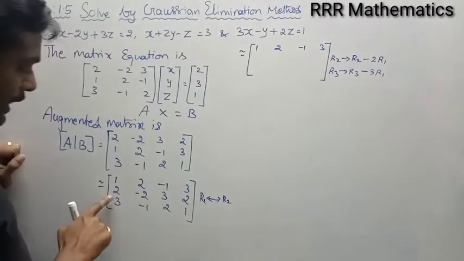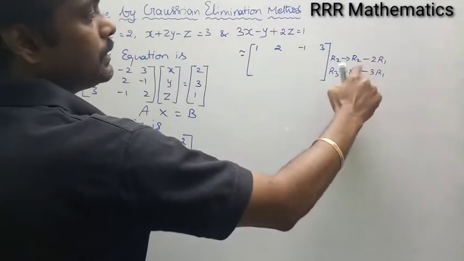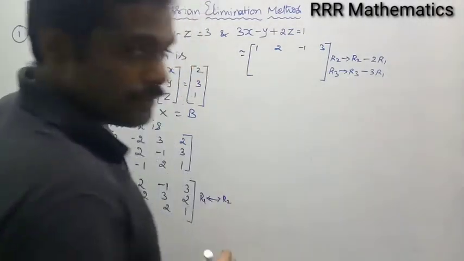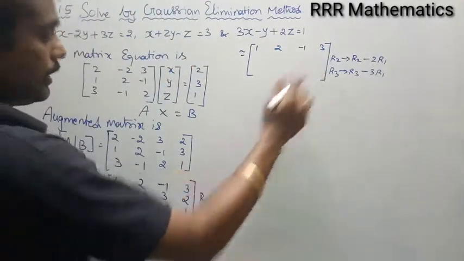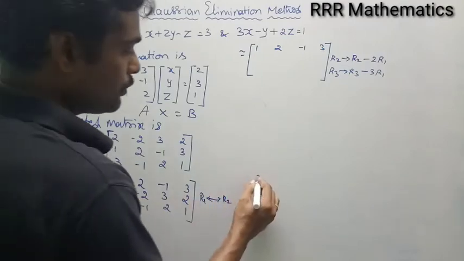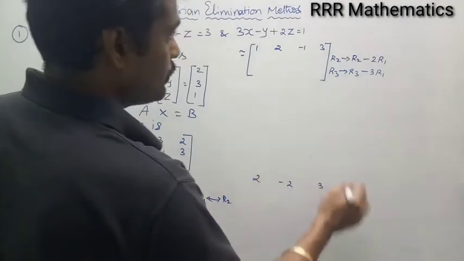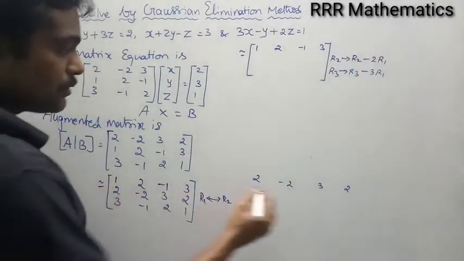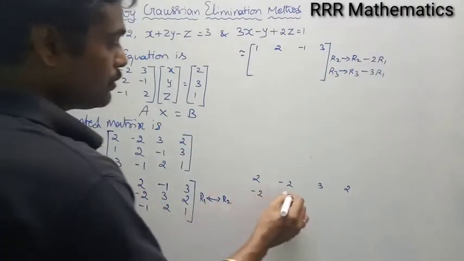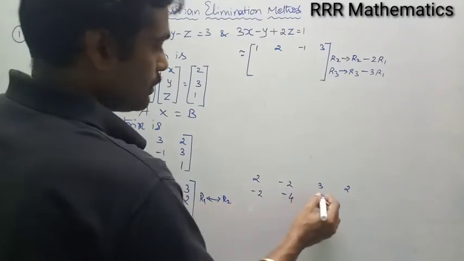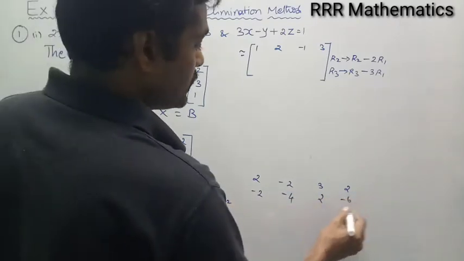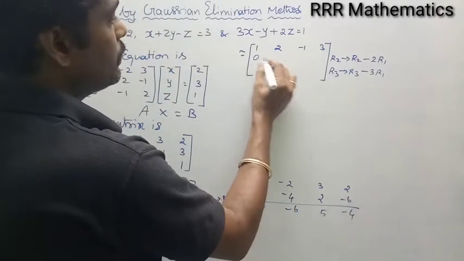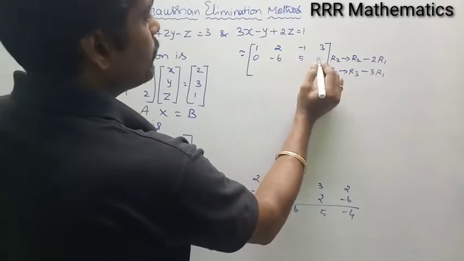See, I have 2 here. Multiply R1 and subtract, I will get 0. I have 3 here. Multiply R1 and subtract, I will get 0. Okay, what is R2? 2, -2, 3, 2. R2 minus 2 times R1. Just multiply by -2: -2 into 1 is -2, -2 into 2 is -4, -2 into -1 is +2, -2 into 3 is -6. It gives 0, -6, 5, -4.